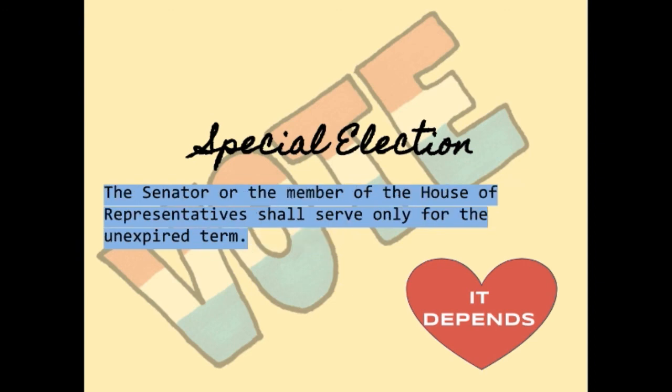The senator or member of the House then elected shall only serve for the unexpired term. For example, the term of a senator lasts for 6 years. If a vacancy occurs in the Senate on the 4th year and a special election is called to fill in such vacancy, the senator thus elected will only be serving for 2 years.